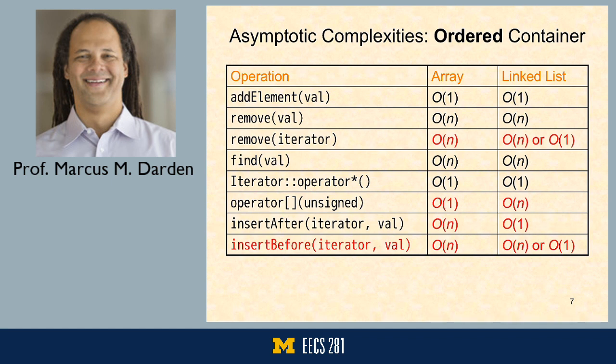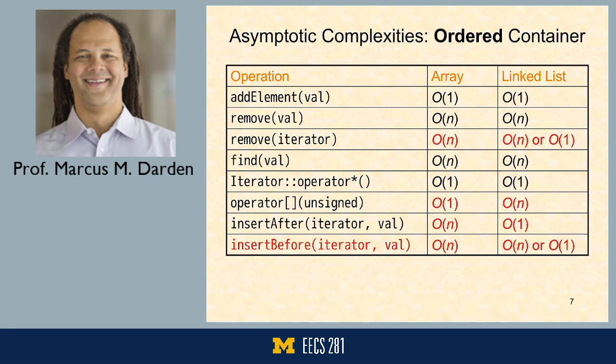Insert after, this one is great. I've got an iterator and a value that I need to put there. In terms of making that happen in an array, I've got to possibly move a bunch of things out of the way. So that's where the big O of n comes in. In the linked list, because I'm just manipulating pointers to insert something after a particular object, I can do that in constant time. So that's how those shake out there.